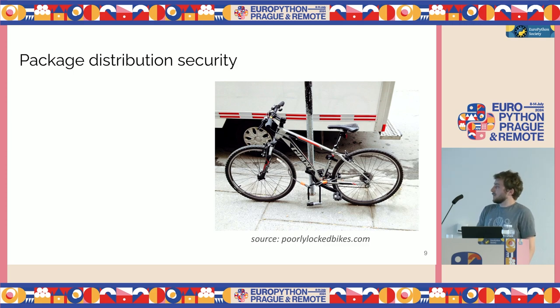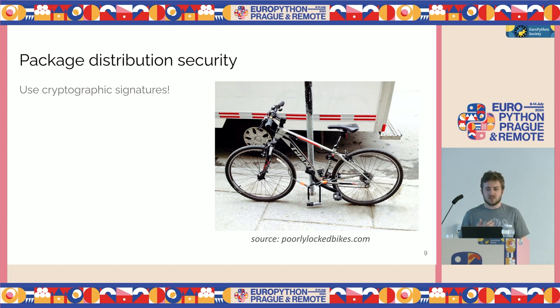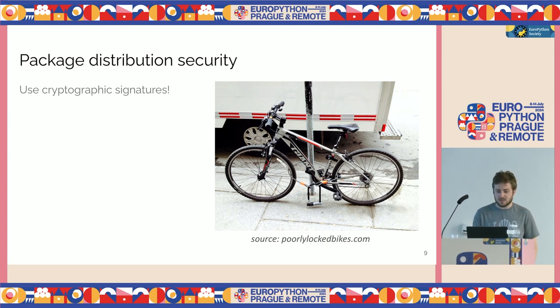So when we talk about package distribution security, we usually talk about cryptographic signatures. You can either sign the transport channel, think TLS or HTTPS, which is what currently mostly protects how you get packages from PyPI, or you sign over the artifact, think GPG, which used to be available with PyPI packages but was removed not too long ago. Signing over the artifact gives you integrity and authenticity guarantees of packages.